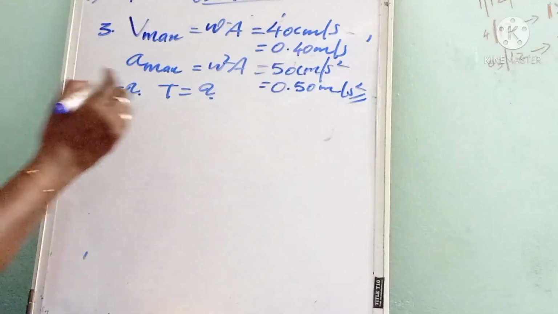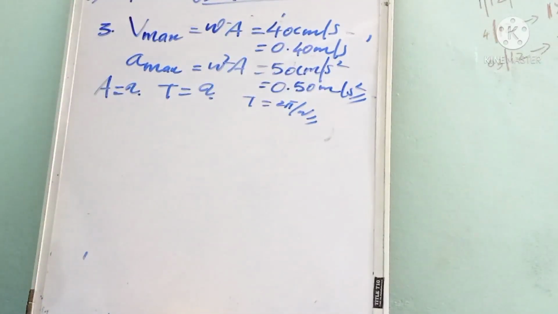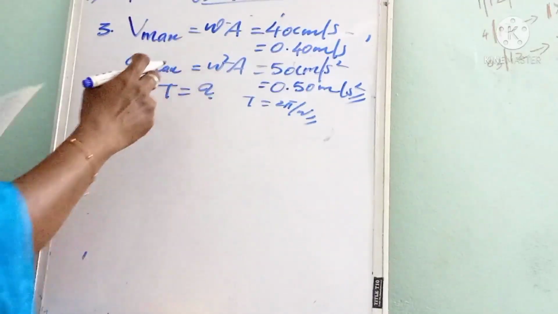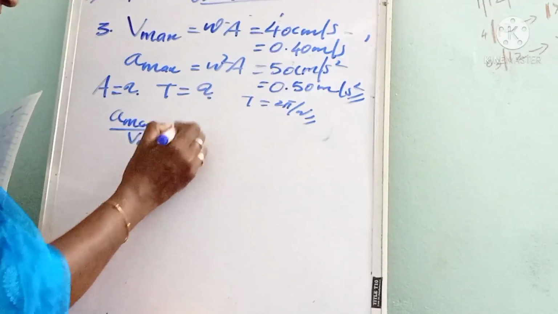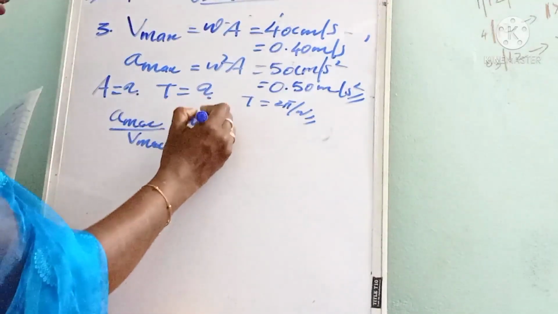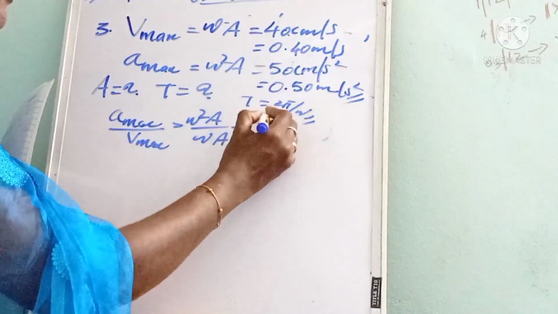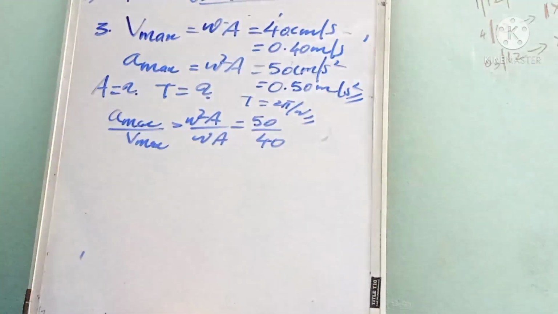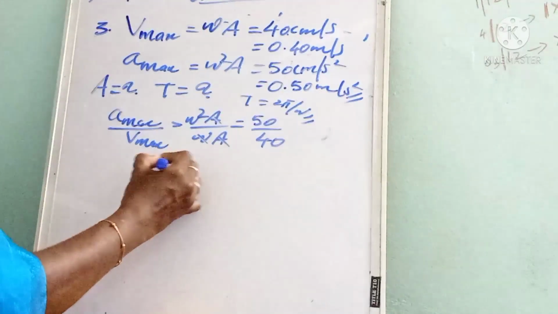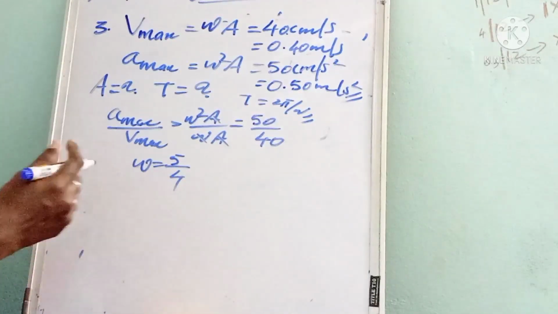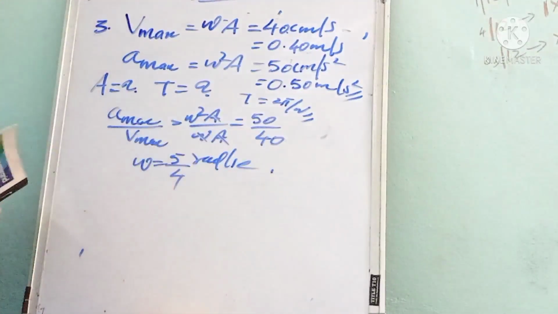All of you know the equation for time period T is equal to 2 pi by omega. But omega is not given, so first we have to calculate the value of omega. For that we take the ratio A max divided by V max. That is omega square A divided by omega A, which is 50 divided by 40. Then A cancels, and one omega cancels, so omega is 5 by 4 radian per second. That is the value of omega.